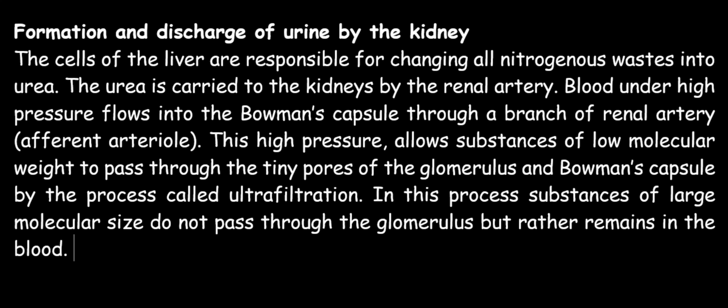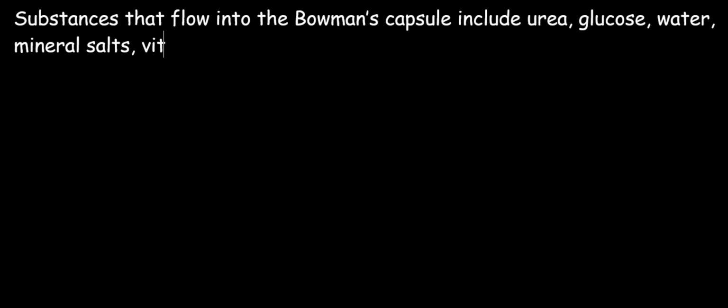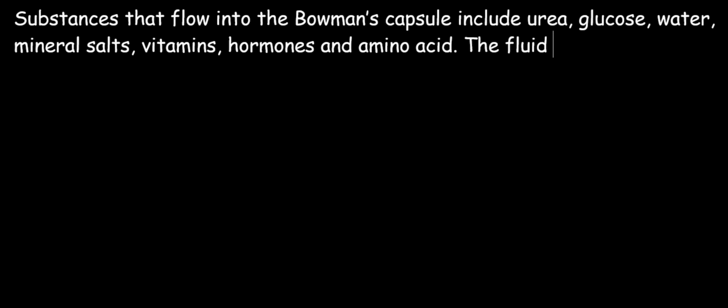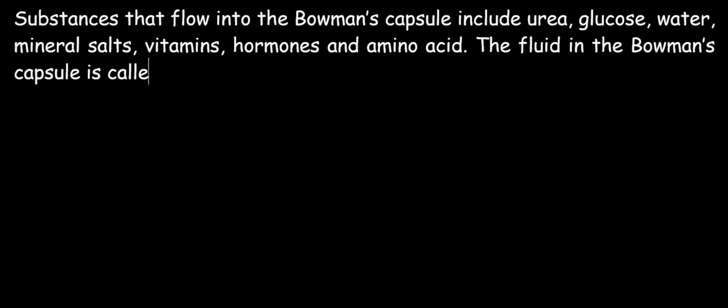Now, what are the substances that then flow into the Bowman's capsule? Substances that flow into the Bowman's capsule include urea, glucose, water, mineral salts, vitamins, hormones, and amino acids. The fluid in the Bowman's capsule is called the glomerular filtrate.